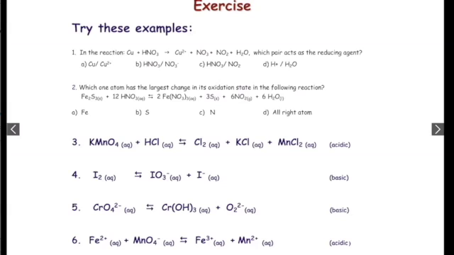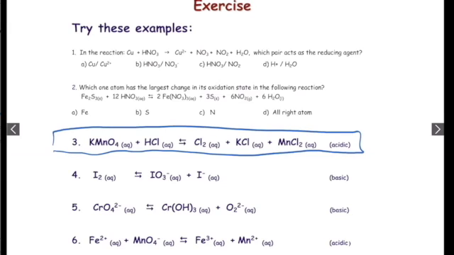So what I want to talk to you about here is how to get started with the half reaction, because it's not always obvious, like I showed you in the previous example. It's not always a one-to-one correspondence. Let's take a look at this reaction right here. What are the half reactions for that?